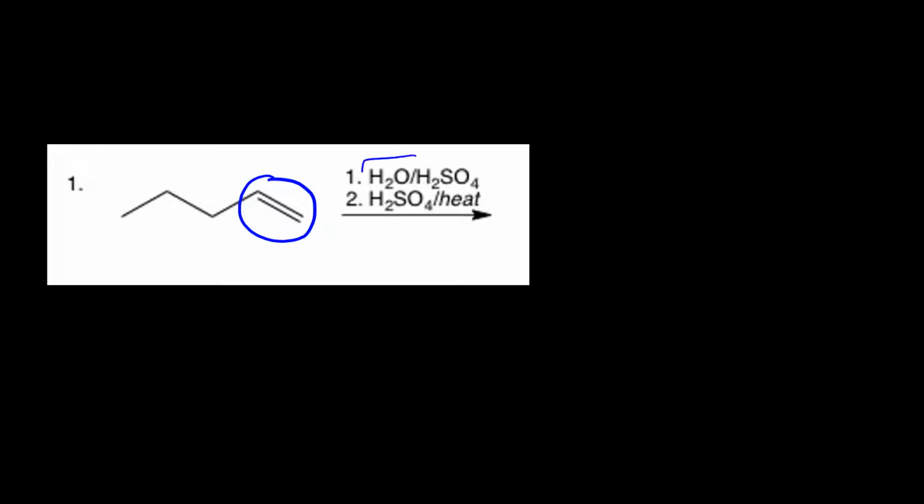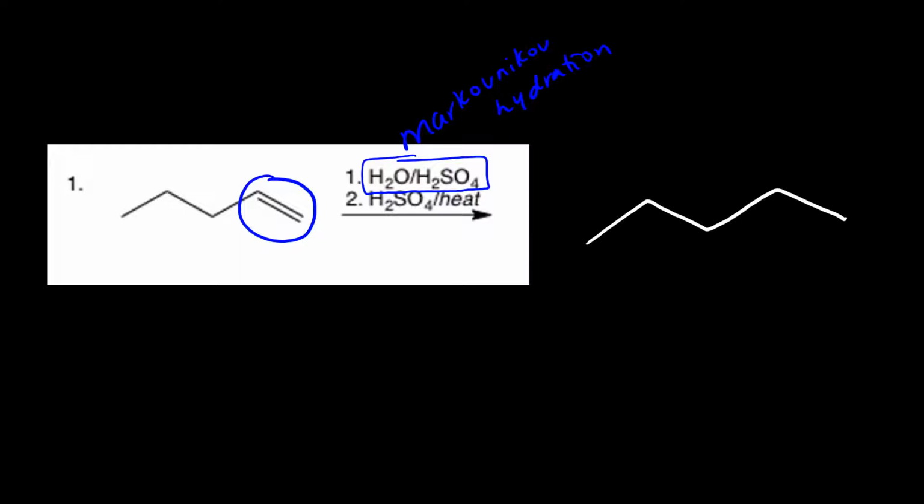And in the first step, we are treating it with water and sulfuric acid. So this is a Markovnikov hydration, where the hydroxyl group will be on the more substituted side. So we're going to end up having this as the product. There is a stereocenter here, and so technically we have both R and S configurations.